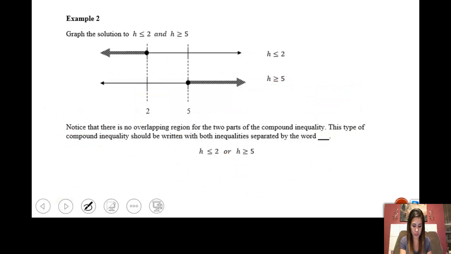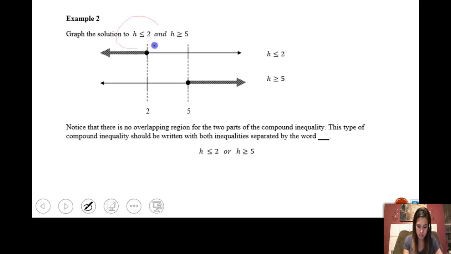Graph the solution. x is less than or equal to 2 and x is bigger than or equal to 5. So we have another kind of case. In the other examples, if you notice, we had an overlap, and that was my final answer. Here they're going in opposite directions, so there's going to be a gap. So let's see what happens here.